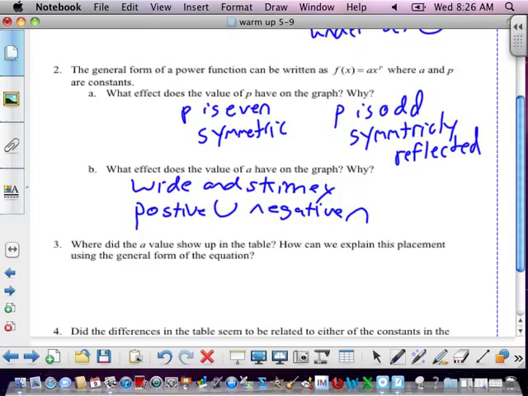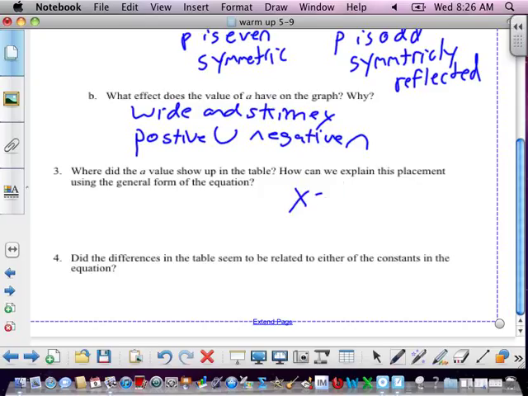Okay. Where did the A show up in our tables? So if we were to look at our tables, where did A always show up? Yes. When X was 1. When X equals 1. And that makes sense because, right, if you multiply something by 1, it's going to be 1. Did the difference in the table seem to be related to the constant in the equation for this one? No, it did not. The differences didn't help us at all.